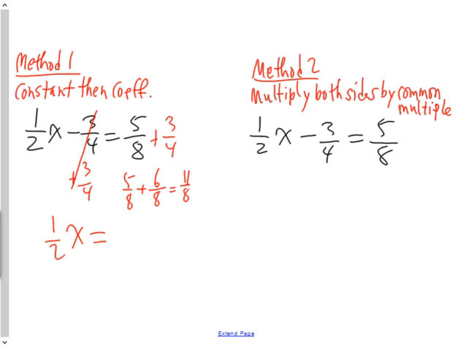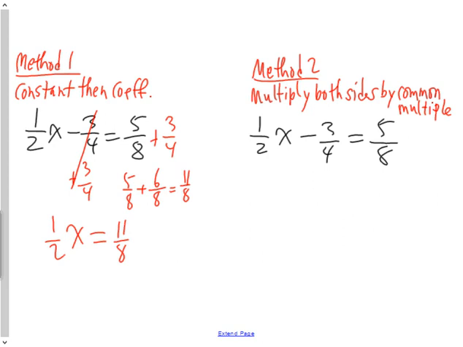Now you could change that to 1 and 3/8 if you wanted right now, but I know that it's always easier to work with improper fractions until the end. So I'm going to keep it 11/8. I'm not going to change it to mixed yet. Only at the end will I change it to mixed.